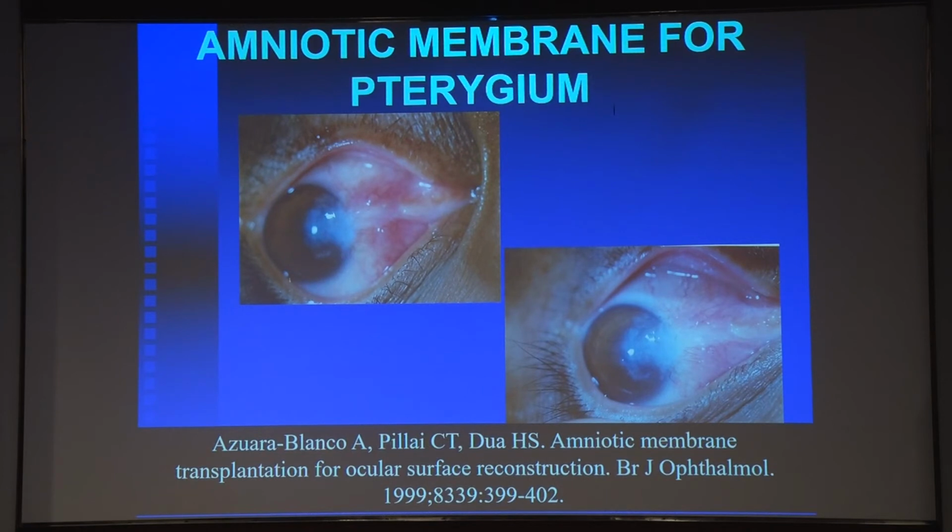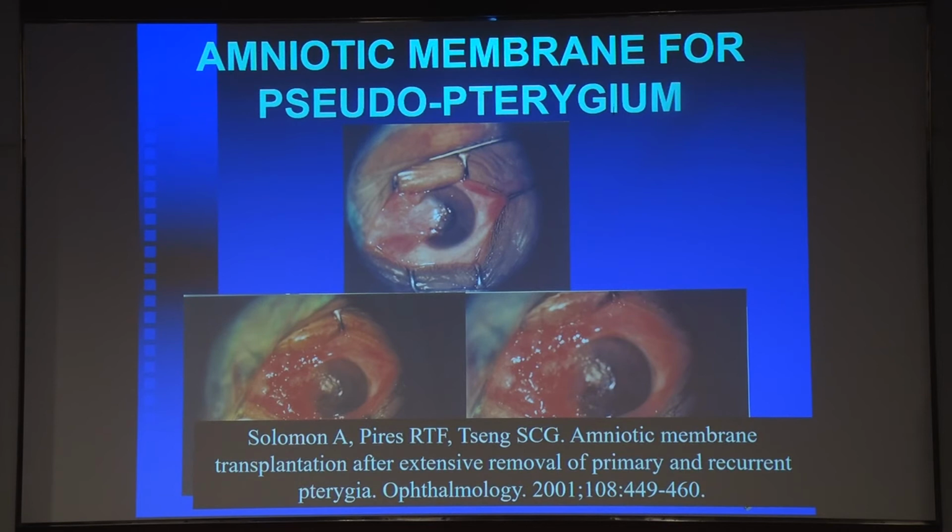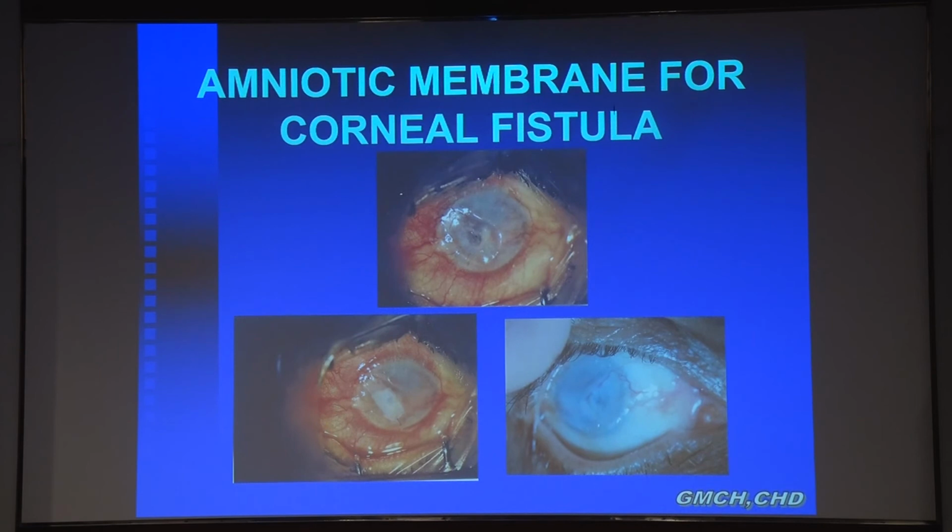So in these patients, it is going to help a lot when we are not able to have conjunctiva from another patient. Similarly, pseudopterygium forms after extensive other conditions where you will have this membrane formation. So once these are removed, then you can replace them with amniotic membrane.